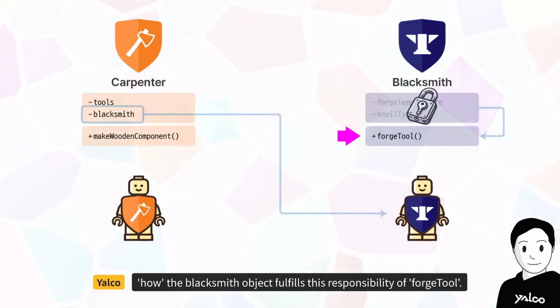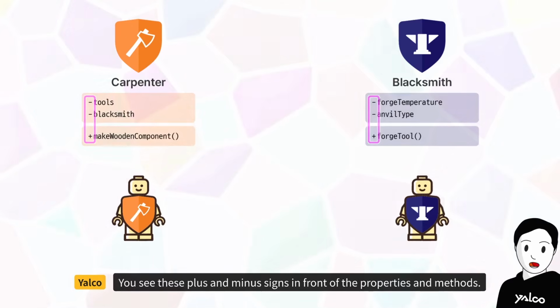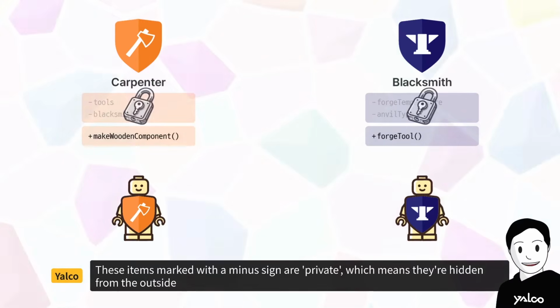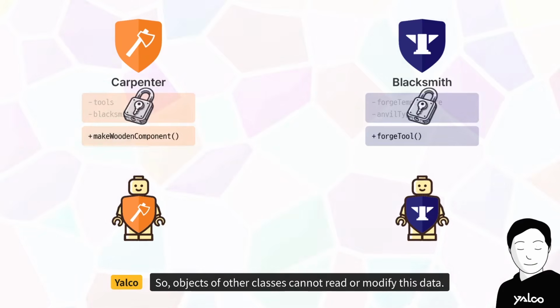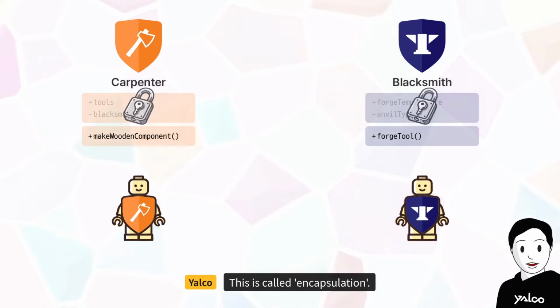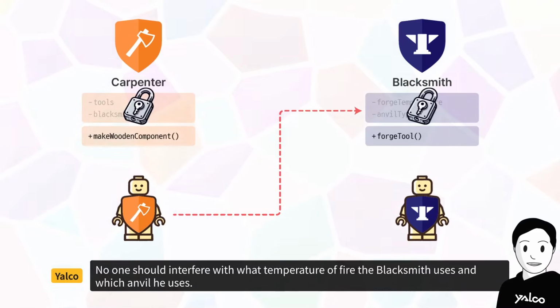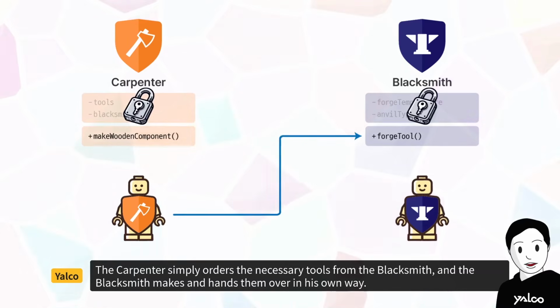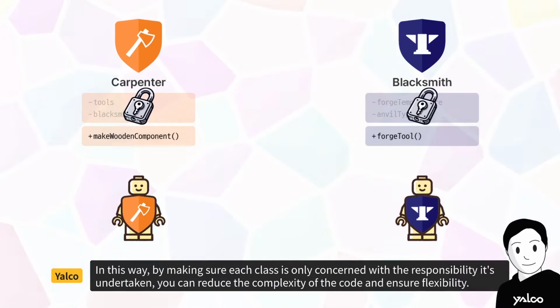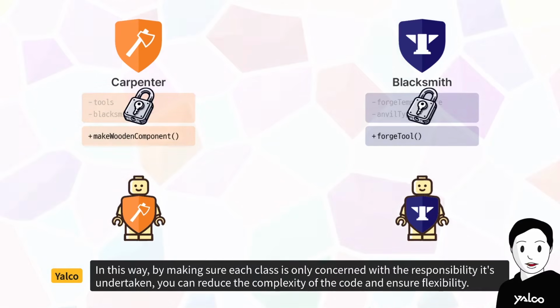responsibility of forge tool. You see these plus and minus signs in front of the properties and methods. These items marked with a minus sign are private, which means they're hidden from the outside. So, objects of other classes cannot read or modify this data. This is called encapsulation. No one should interfere with what temperature of fire the blacksmith uses and which anvil he uses. The carpenter simply orders the necessary tools from the blacksmith, and the blacksmith makes and hands them over in his own way. In this way, by making sure each class is only concerned with the responsibility it's undertaken, you can reduce the complexity of the code and ensure flexibility.